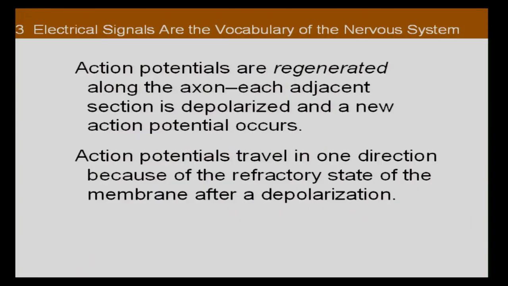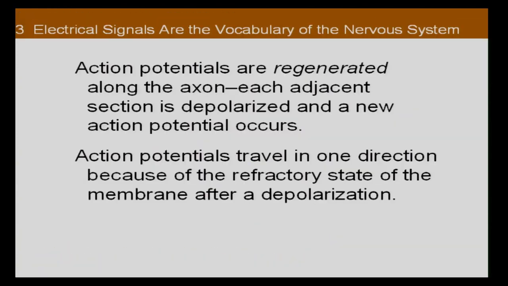So now we are, again, at the axon hillock, and we're trying to get the action potentials down here. An important concept to understand is that action potentials are regenerated along the axon, such that each adjacent section is depolarized and a new action potential occurs. It's as if there are little clusters of those voltage-gated sodium channels. One cluster opens, you get an action potential, and then it opens the next cluster of sodium channels, you get an action potential generated in the next little chunk of axon right next door.